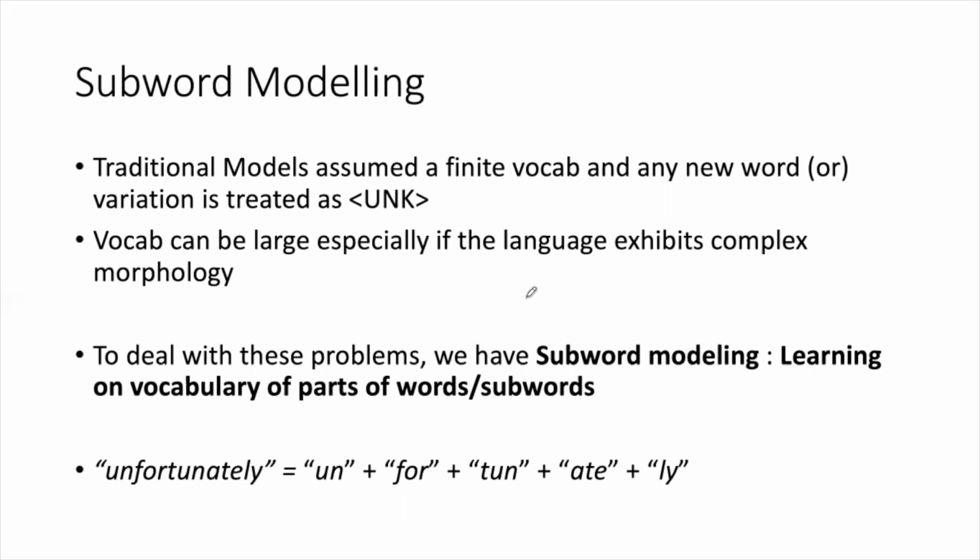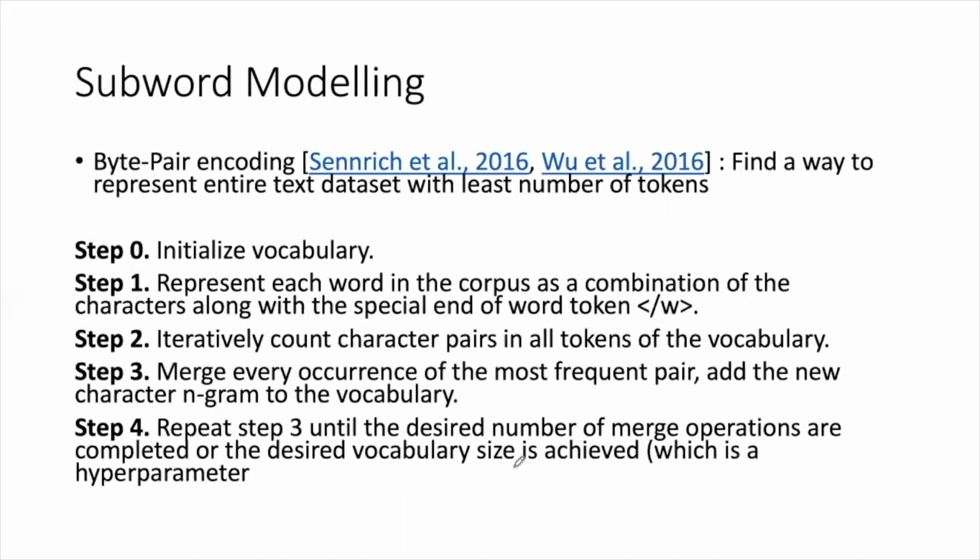So to deal with these problems, we have an approach called subword modeling, where the learning is conducted on the parts of the words, or the subwords. So here is one example where the word unfortunately is divided into around 5 parts. There are several ways to do subword modeling. One of the popular ways is byte pair encoding.